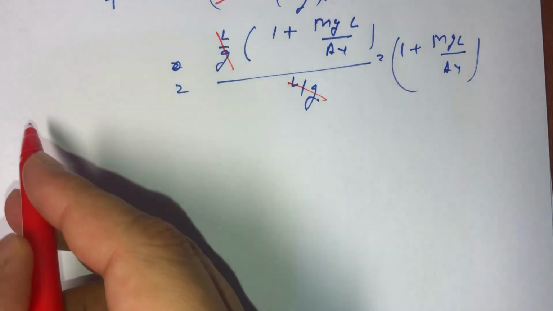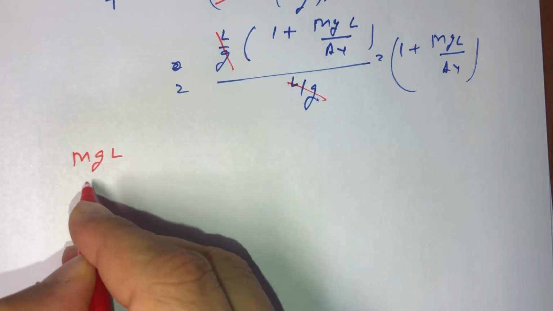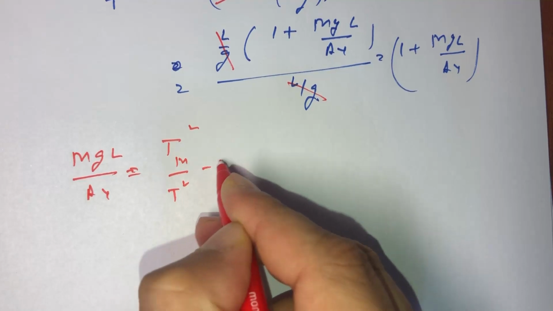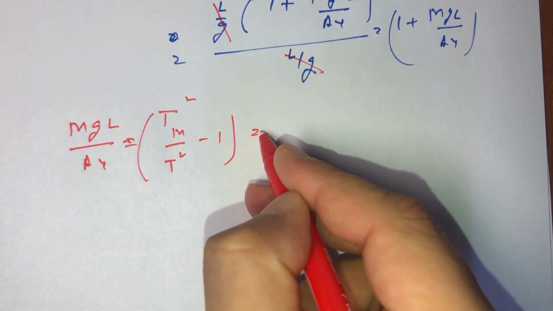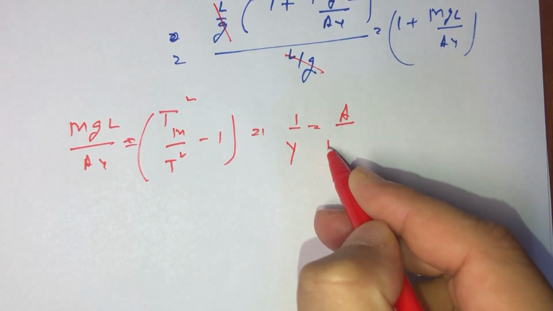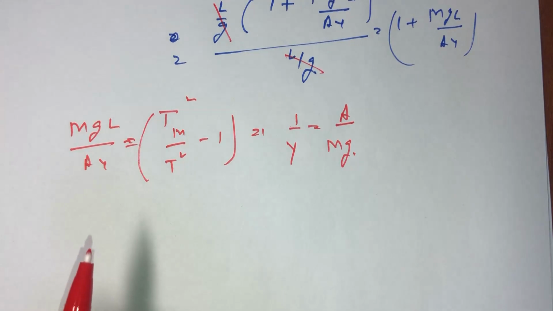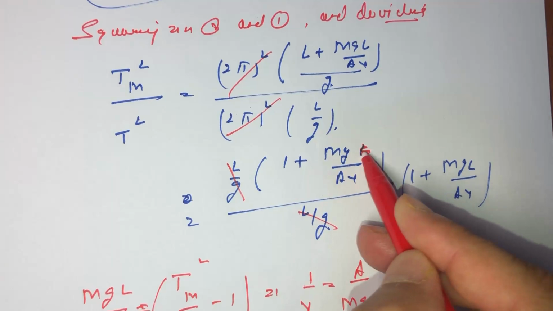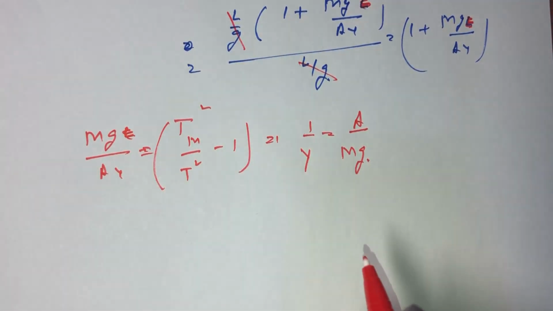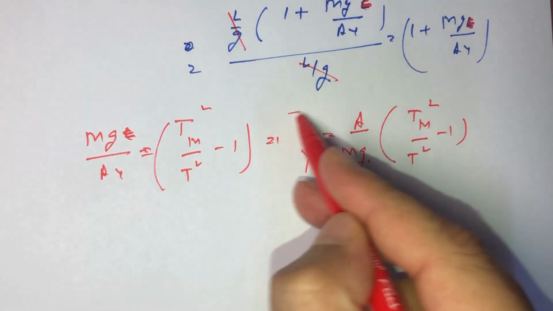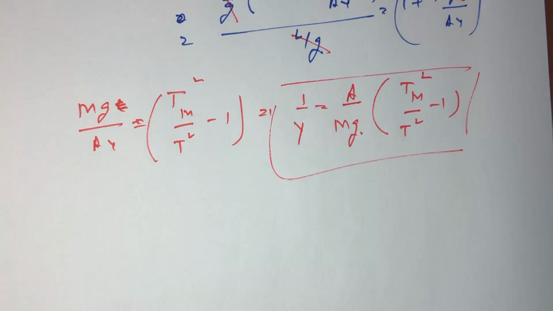Now it's a simple manipulation. We are going to get mg upon AY will be equal to Tm square divided by T square minus 1. We are supposed to find out 1 upon Y. 1 upon Y will be equal to A upon mg times Tm square upon T square minus 1. Since we had taken L as common, there should not be L here, my mistake. So this is the 1 upon Y which we are supposed to find out.